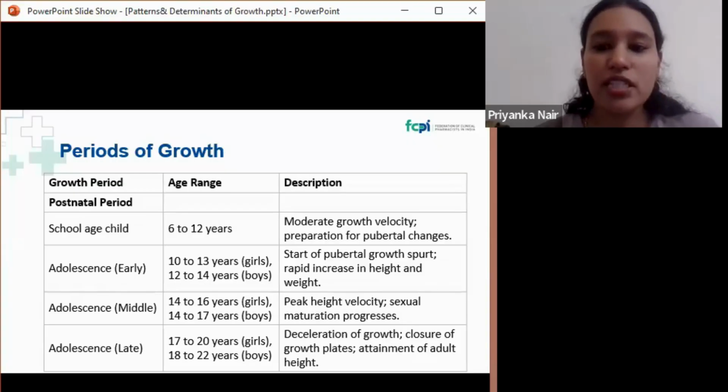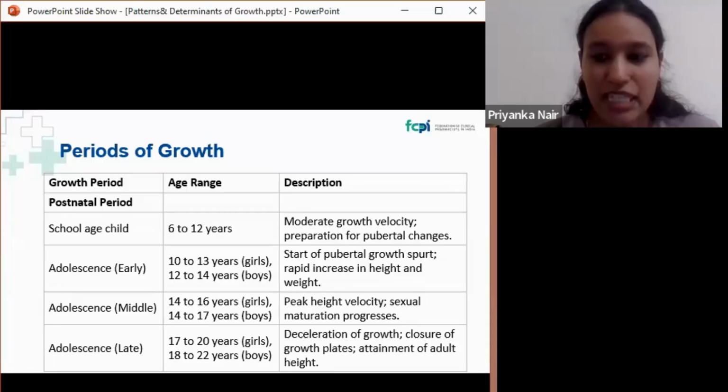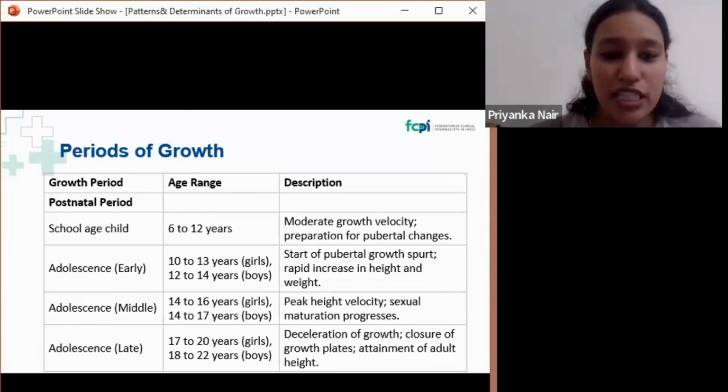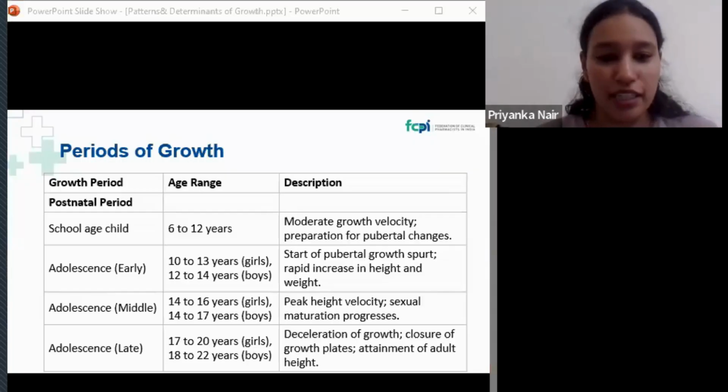Then there is middle adolescence, which is 14 to 16 years for girls and 14 to 17 years for boys. There is peak height velocity. Sexual maturation also starts taking place. Then there is late adolescence, that is from 17 to 20 years in girls and 18 to 22 years in boys. There is a deceleration of growth, closure of growth plates, and attainment of final adult height. So this is how an ovum transforms into a mature adult.